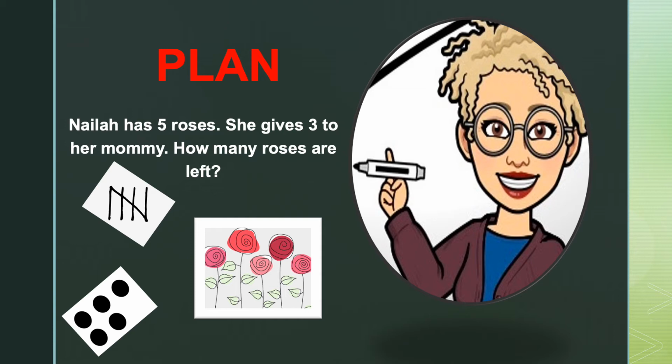Well, tally marks won't work too well with this one because 5 shuts the door and there's a line going all the way through. Counters may not work because I need to do it quickly. I don't have time to go for counters, put them on the table. So how about I quickly draw a picture? So here are my 5 roses.